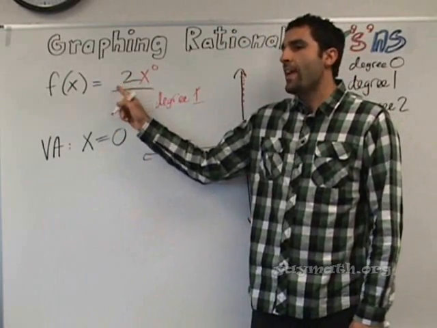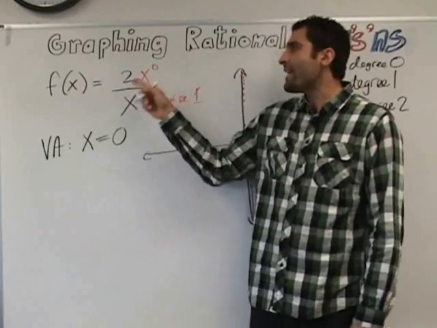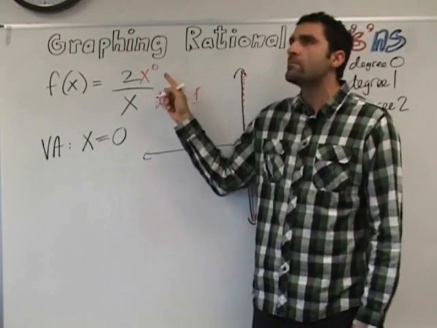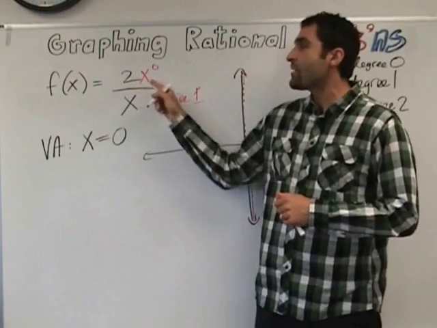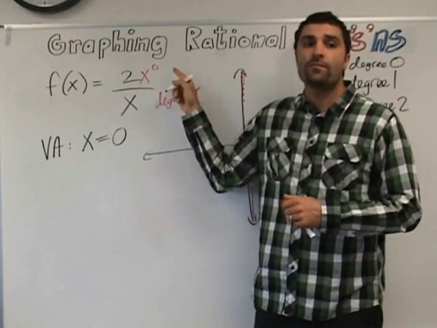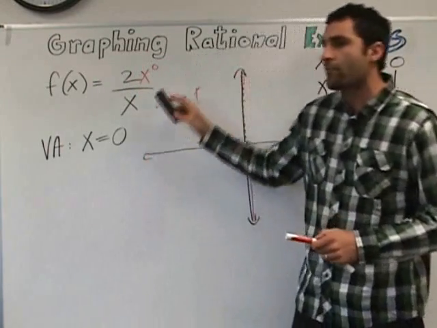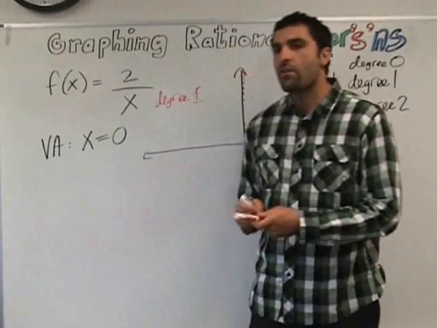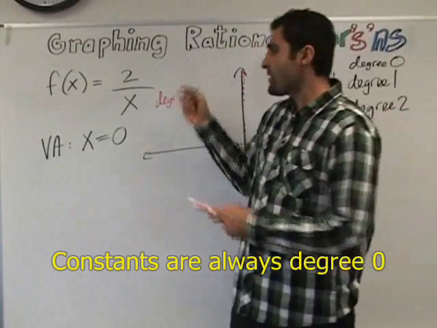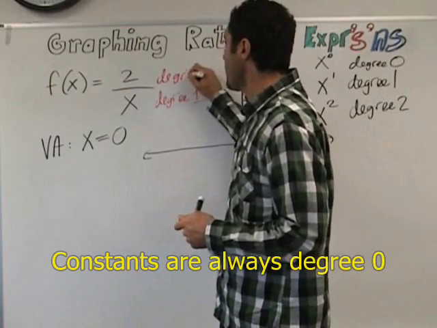It's sort of like saying x times 2 to the 0. And if it's 2 times x to the 0, excuse me, I'm saying it too fast. So, 2 times x to the 0, this is degree 0. Because it's like saying 2 times 1. So in other words, constants are always degree what? Degree 0, yeah. And you hopefully have that right there on your paper.